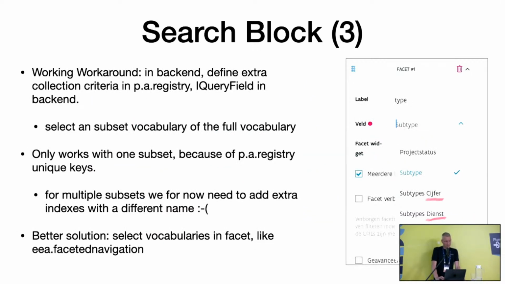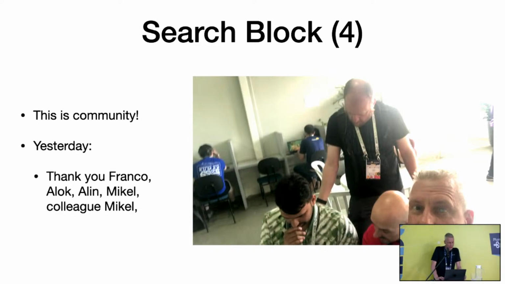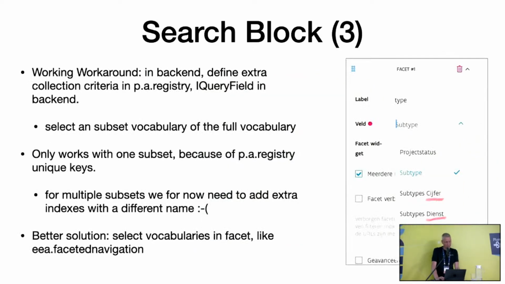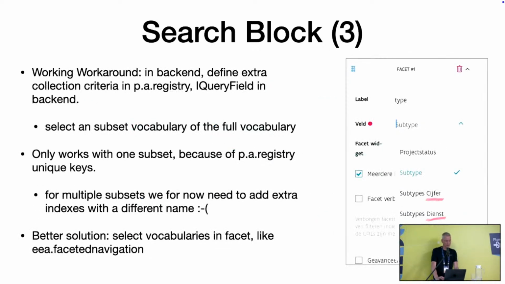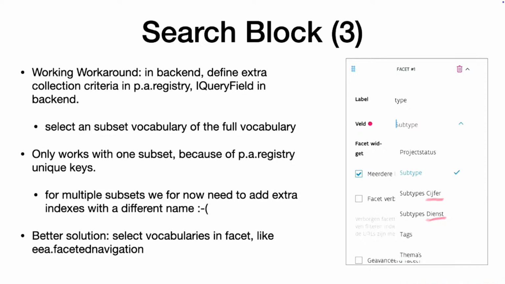Thank you, Mikael. Thank you, Franco, Alok, Alin, and sorry, I forgot your name again, Ru. They looked at it yesterday, and Mikko came up with a brilliant solution. You can create extra collection criteria. So I now have a subtype for my facts, and a subtype for my services. I don't need to do this hack anymore, and now it cleanly works. Did I already say the site goes live tomorrow?